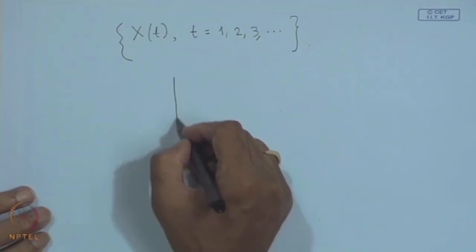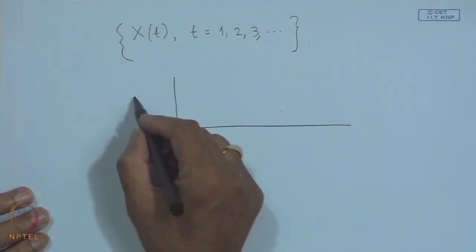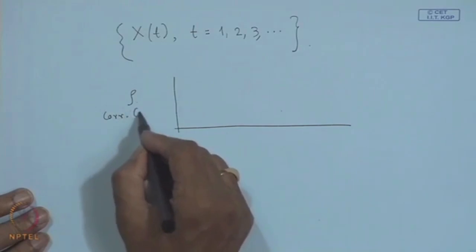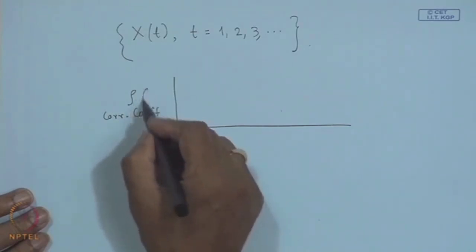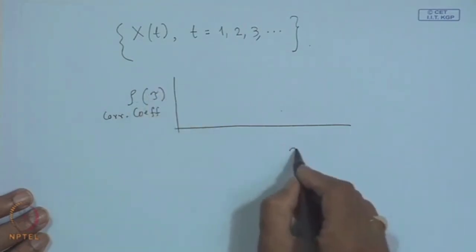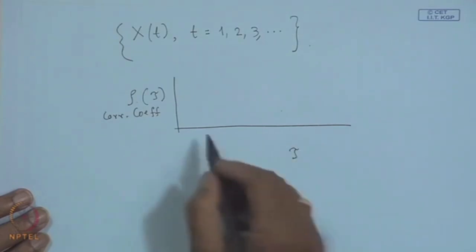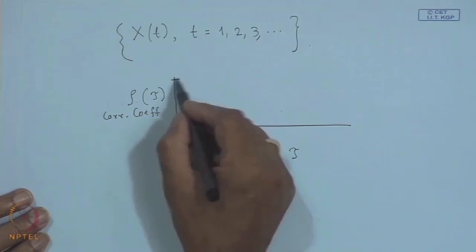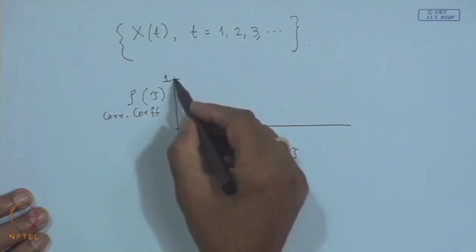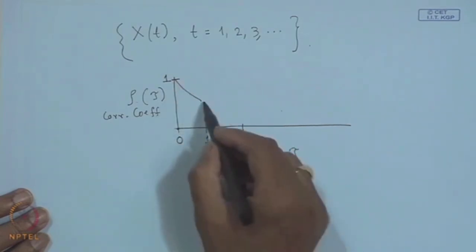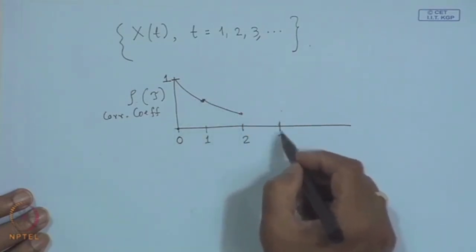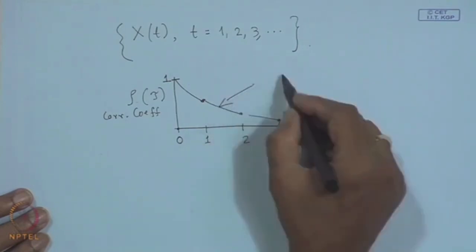Now that we have the correlation coefficients, we normally call it rho as the correlation coefficient, and that is a function of the lag, call that lag tau. So, if we take tau here, when this value is 0, it is 1, it is correlated with itself. When it is 1, it will be less, at 2, it will be still less. So, there will be some sort of a curve here. This curve is called correlogram.